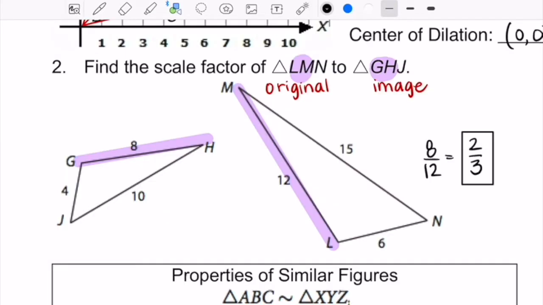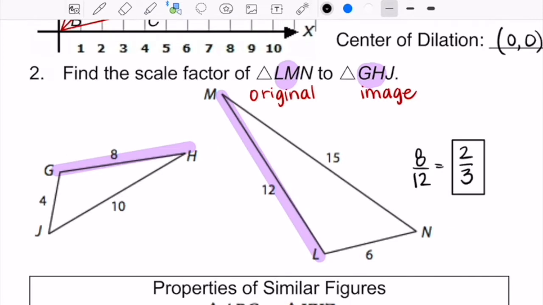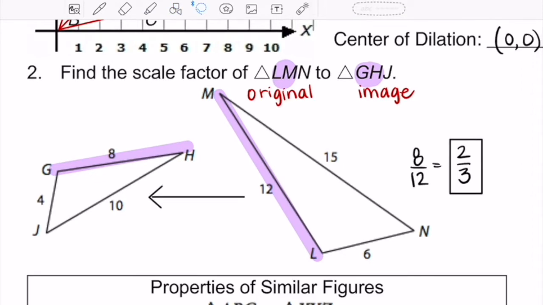All right, for number 2, it wants us to find the scale factor, triangle LMN to triangle GHJ. So the first one's the original, and then the second one's the image. So we want to match up our sides. Remember, when you find scale factor, it's always image divided by original. So that's why on this one, the 8 goes in the top and the 12 goes in the bottom. So GH is 8 and LM is 12. The bigger triangle is becoming the smaller triangle. And so we're going to do image over original. So 8/12 simplifies to give me 2/3. So the scale factor for this would be a 2/3 scale factor.